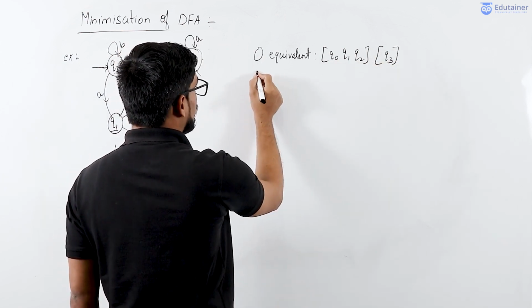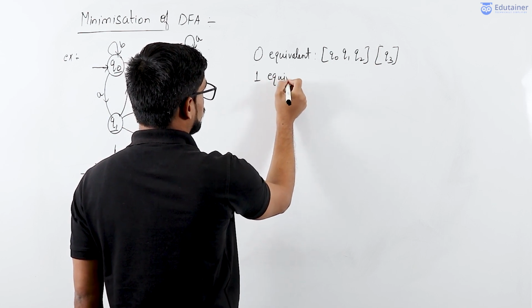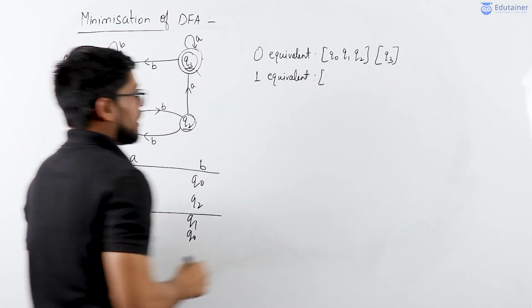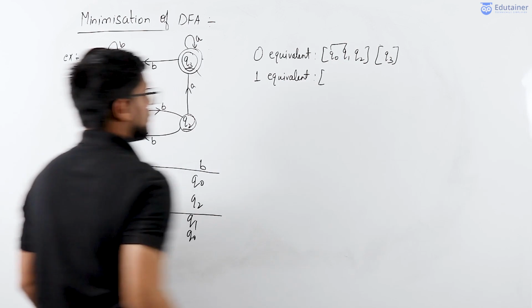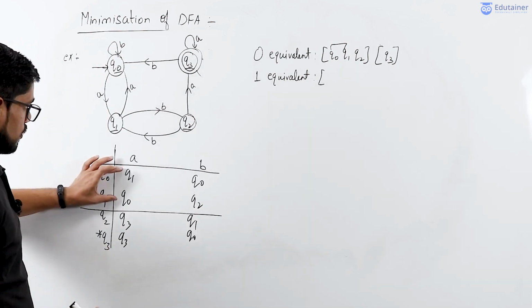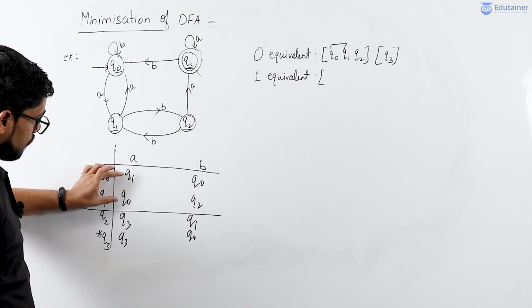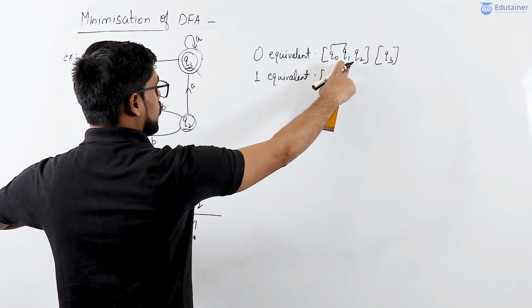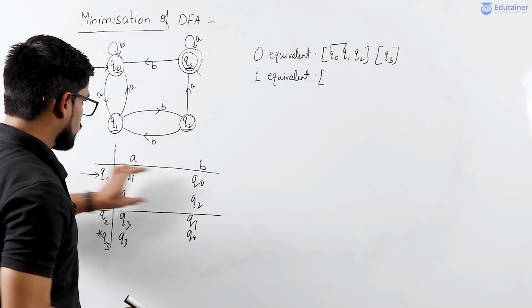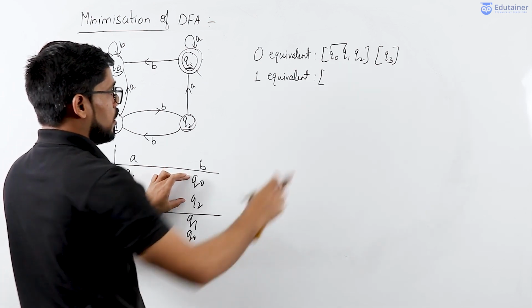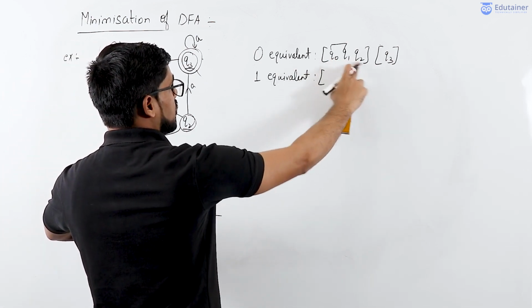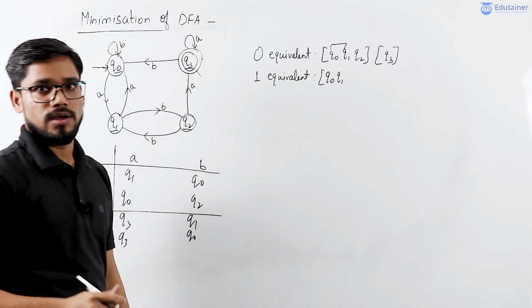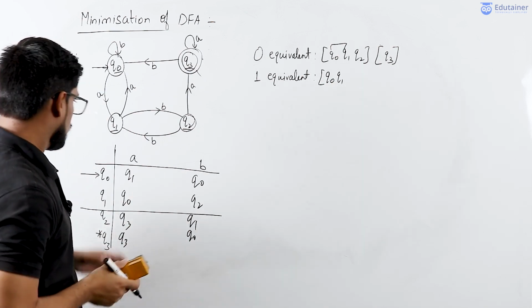After constructing zero equivalent, I will construct one equivalent. The procedure is the same. Compare Q0 and Q1 states. Q0 and Q1 on small a will go to Q1 and Q0. Q1 and Q0 are present in the same box in the previous equivalent, and on small b it will go to Q0 and Q2, which are also present in the same box. So definitely in one equivalent, Q0 and Q1 will come together and be present in the same box.